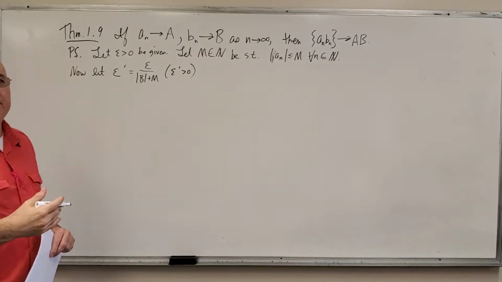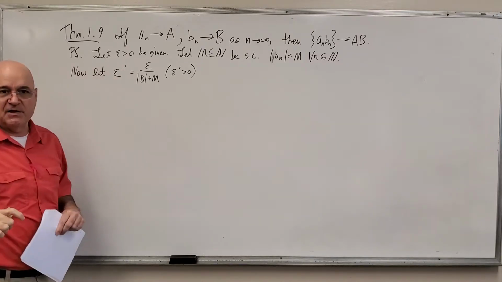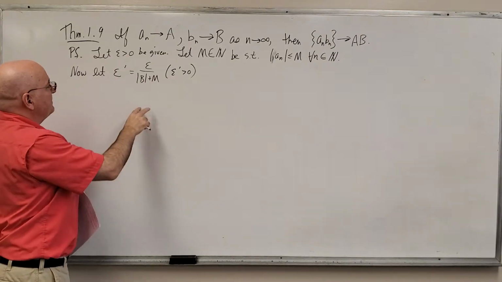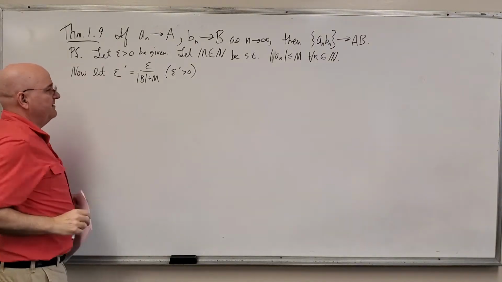And yes, we could have figured this out if we just walked through the proof. If I just used epsilon instead of epsilon prime, we'll see at the end of the proof why that wasn't quite good enough. I need to start off by defining this epsilon prime.